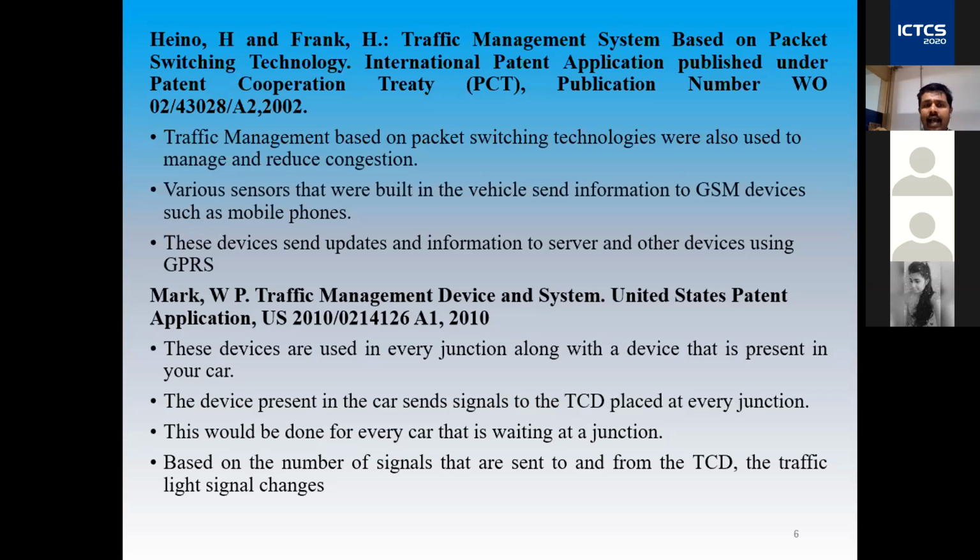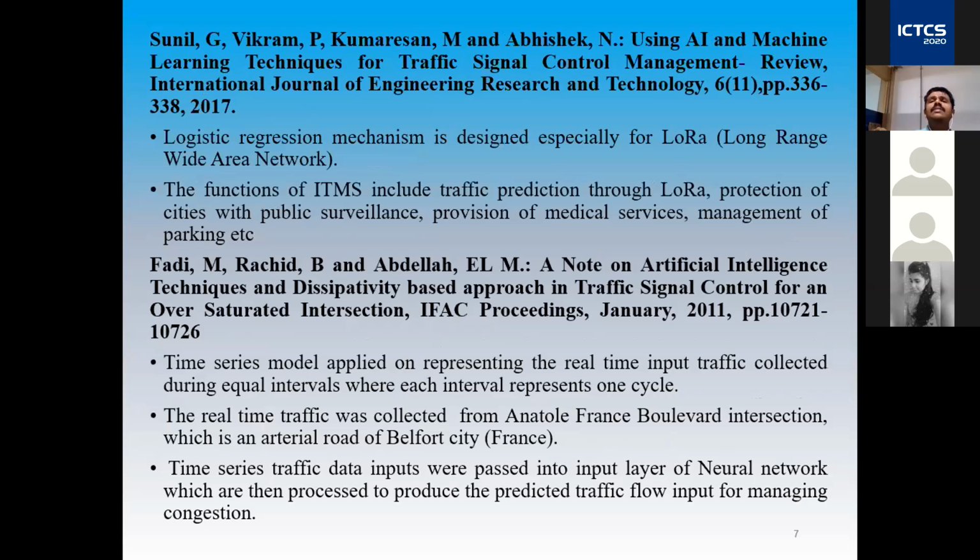So another patent talks about having what is called a traffic controlling device at every junction. There will be this device present in the car and that will send a signal, and this would be done for every car that is waiting in the junction. Based on the number of signals received to and from the TCD, the traffic light signal will change.